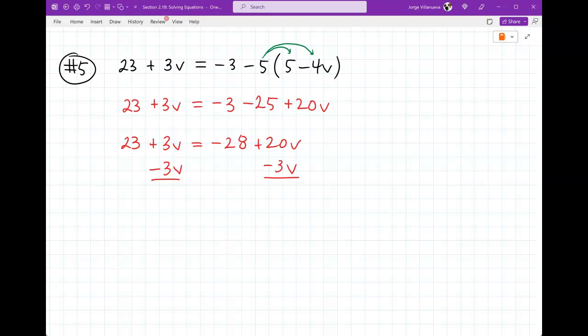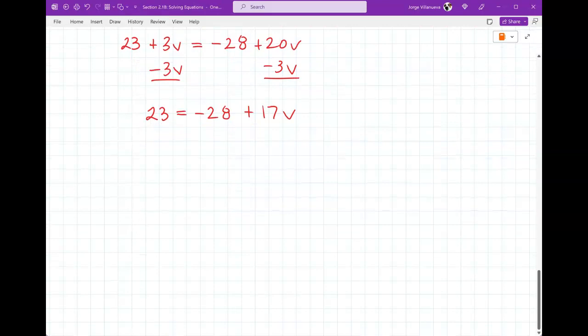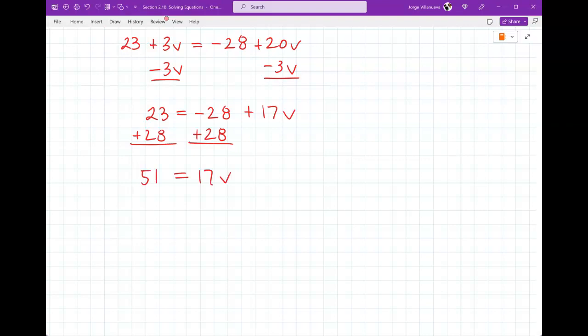Okay, so here we go. We got 23 equal to negative 28 plus 17v. So I'm going to move the negative 28 over to the left side. So when I add that to both sides, I get 51 equal to 17v. How many times does 17 go into 51? 3 times, right? So if I divide both sides by 17, I get a 3.